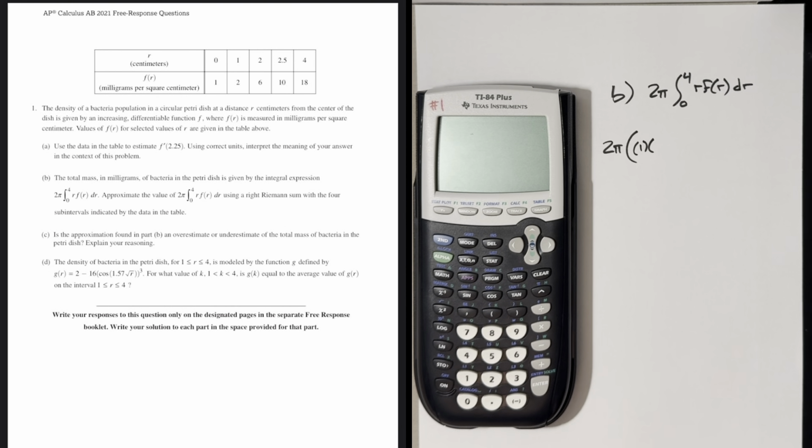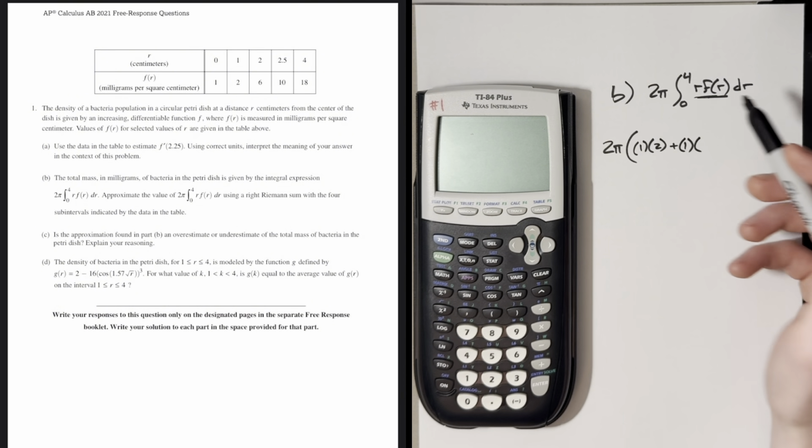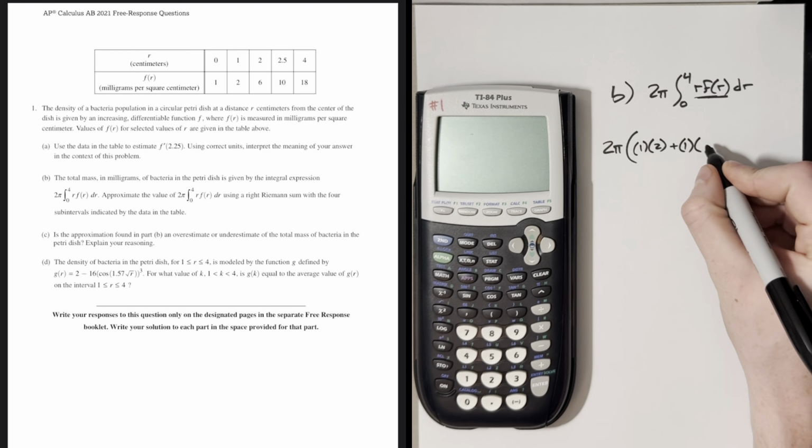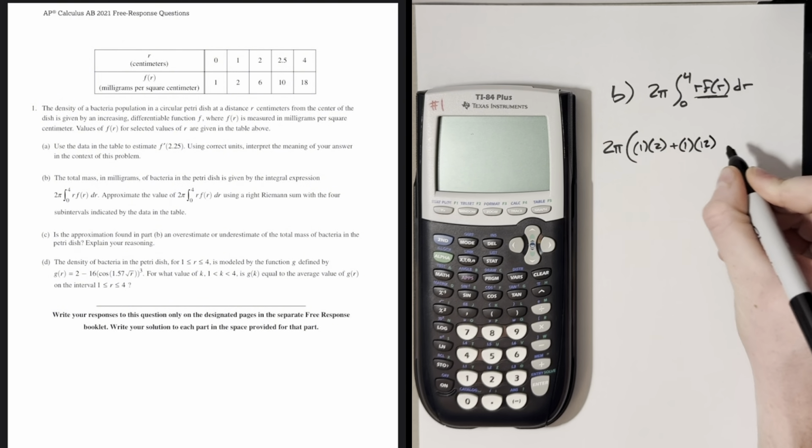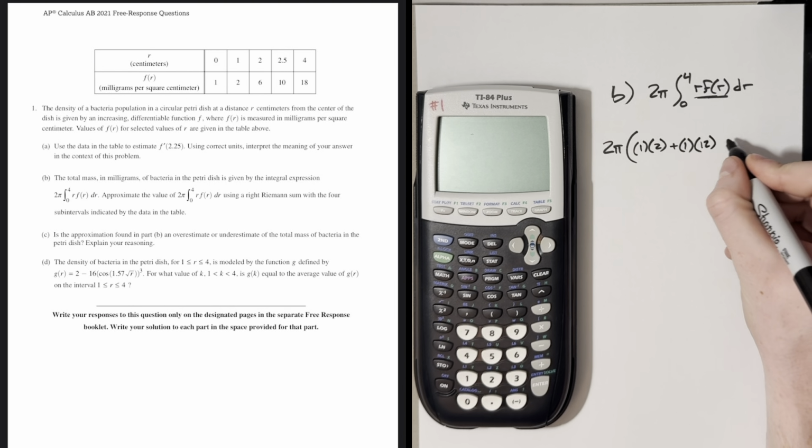Let's do the next interval. The next one is from 1 to 2. So the length, once again, is equal to 1. But our value is going to be a little different, because f of 2, our right endpoint, is equal to 6. And r is equal to 2. So r times f of r is equal to 12.